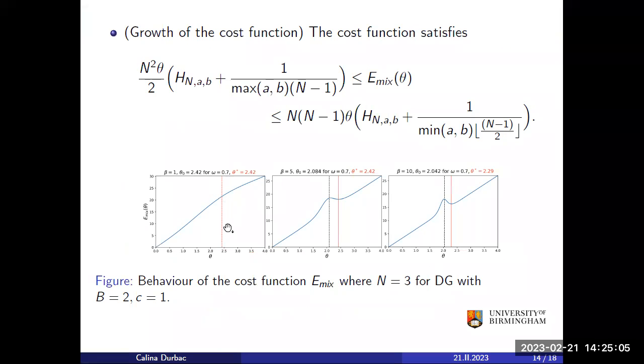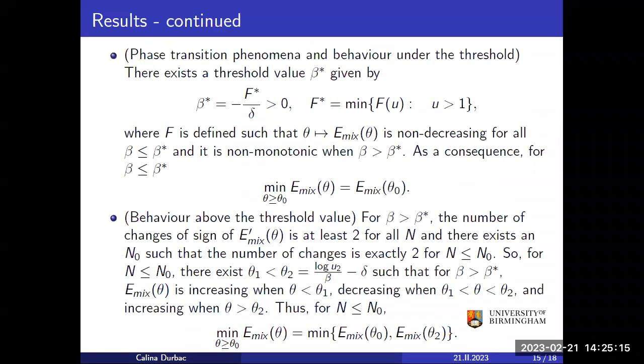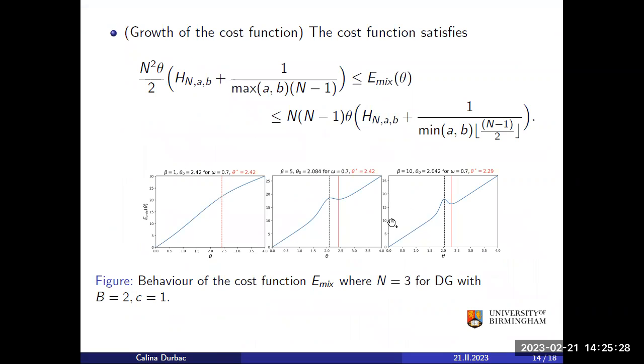And in the case here, the dashed red line is basically theta star, which is the same as theta 0. So theta 0 would be minimizing the cost function, and our problem would be done. In the case of above the threshold value, so when beta is greater than beta star, we've got two other values, theta 1 and theta 2, for which, basically, I'll show on the picture, the function is decreasing here and increasing again.